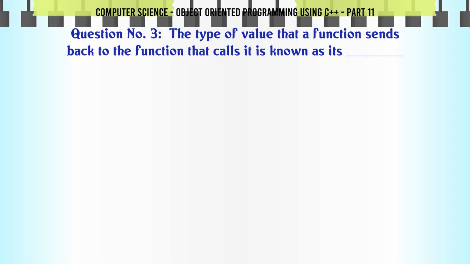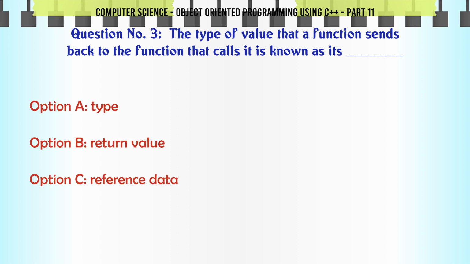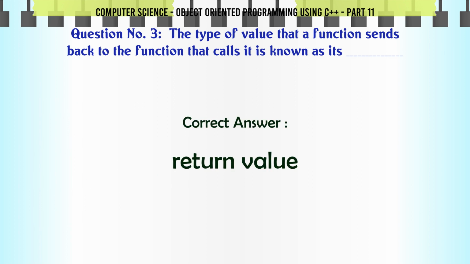The type of value that a function sends back to the function that calls it is known as its a) type, b) return value, c) reference data, d) sentinel. The correct answer is return value.